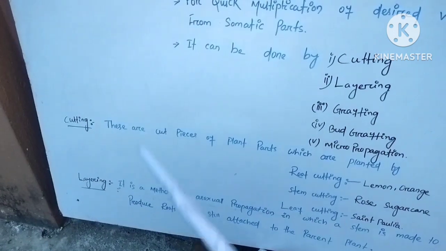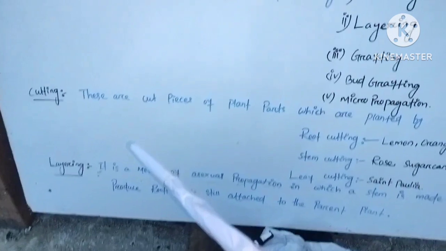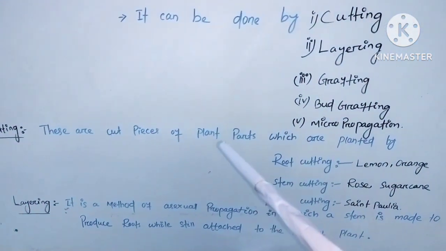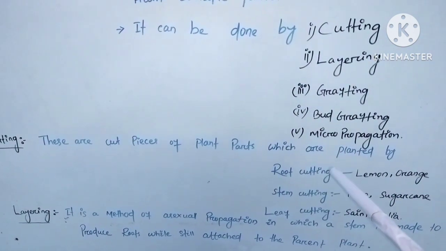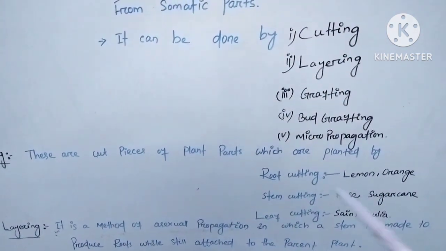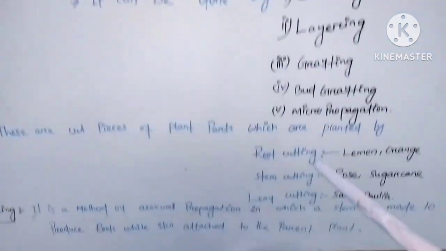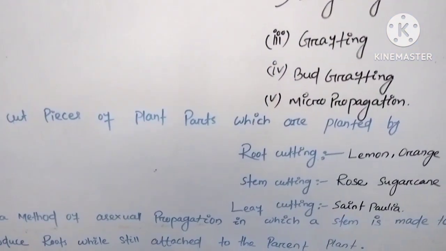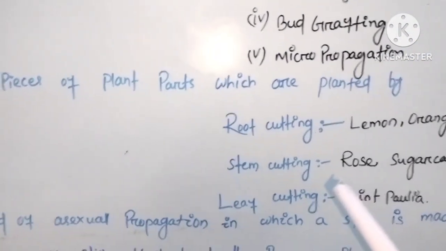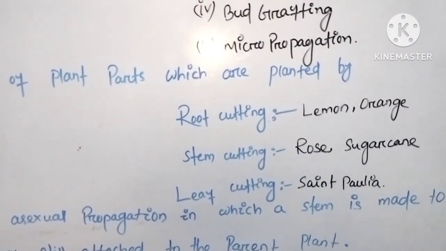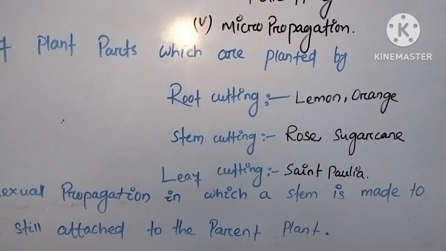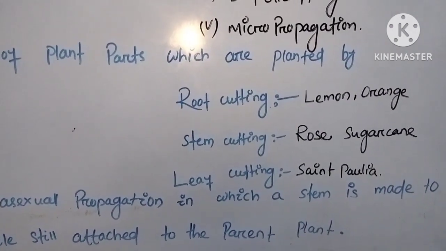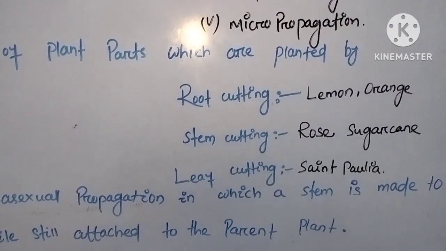First we will discuss the first two. The first one is cutting. Cuttings are cut pieces of a plant part which are planted. For root cutting, a small part of a lemon or orange root can be cut, and it can develop into a whole organism. Next is the stem cutting. Some part of the rose and the sugarcane can be developed into a new plant. That is the stem cutting from the nodal region of a stem.